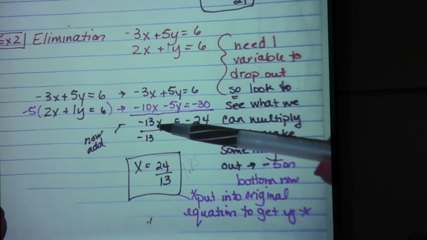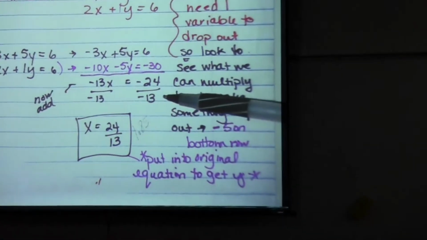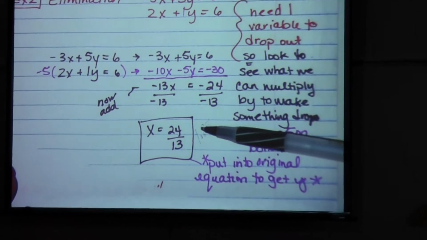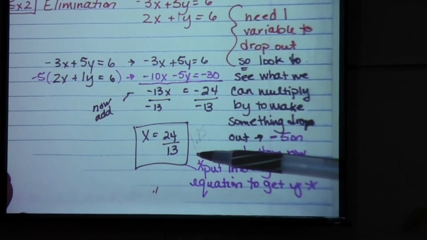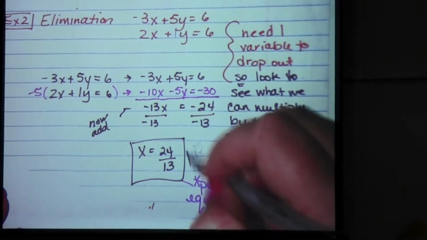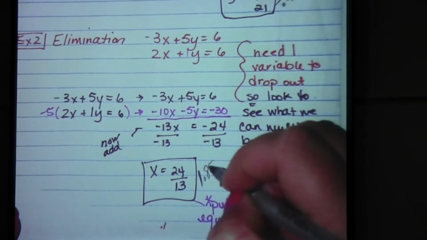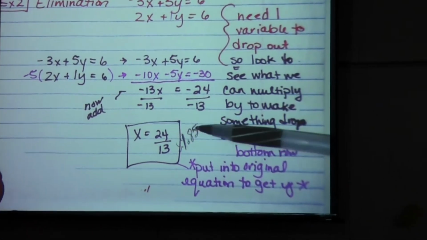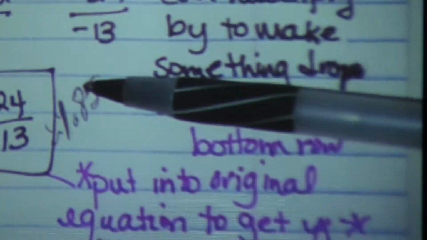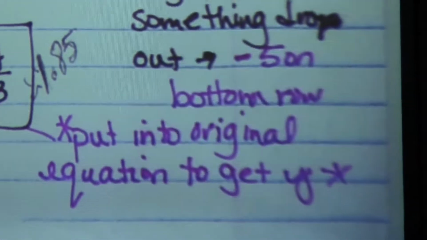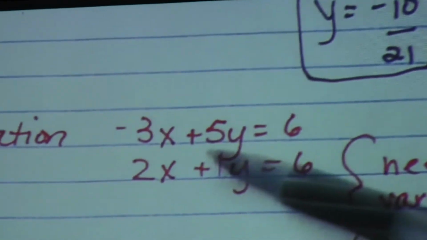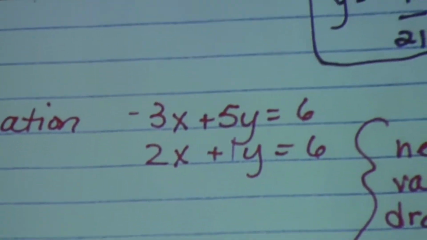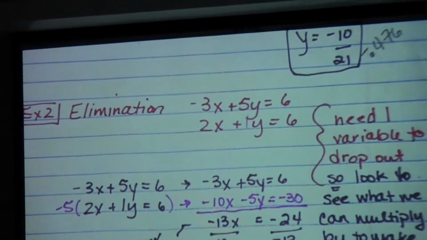And then to solve for x, I just divide both sides by 13. So then I get x equals 24 over 13, which is the decimal 1.85 approximately. And then I could take either this fraction or this decimal and plug it into either one of these equations and solve to get my y value. Questions about that before you try some?